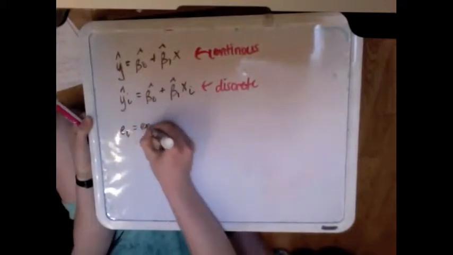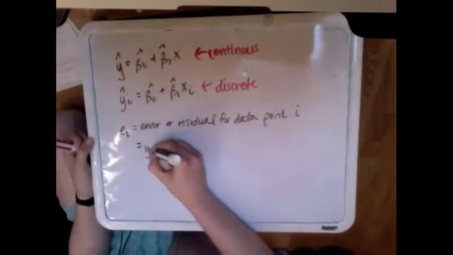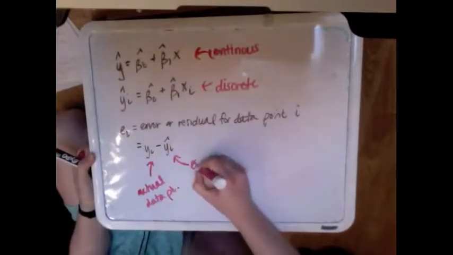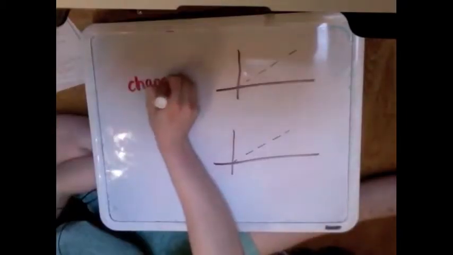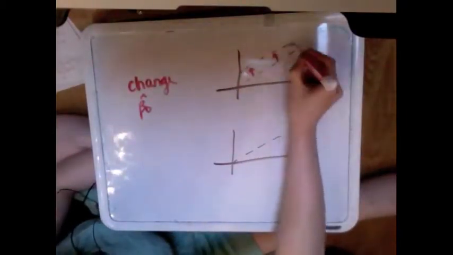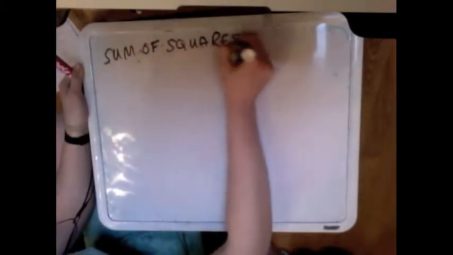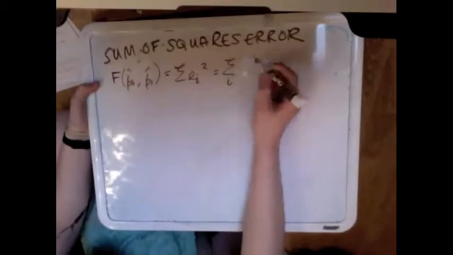E sub i is the aforementioned deviation between y and y hat, the difference between the actual data point and the estimated prediction. As we change beta naught, we'll shift the line up and down along the y-axis. Changing beta 1 will shift the slope. The sum of squares error, or SSE, is a function of beta naught and beta 1, which is the sum over i of e sub i squared, which is the sum over i of the deviation in y value squared.